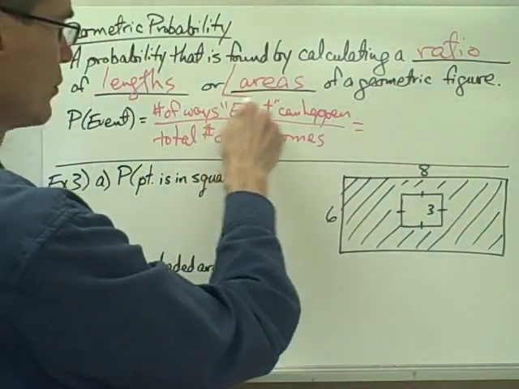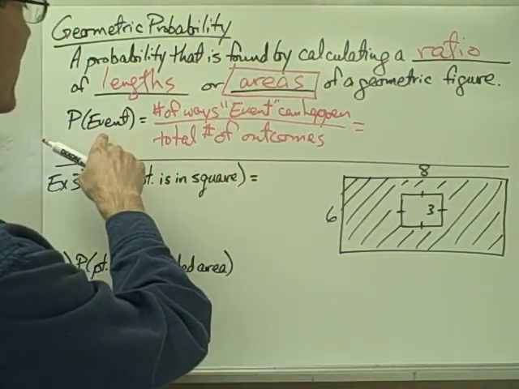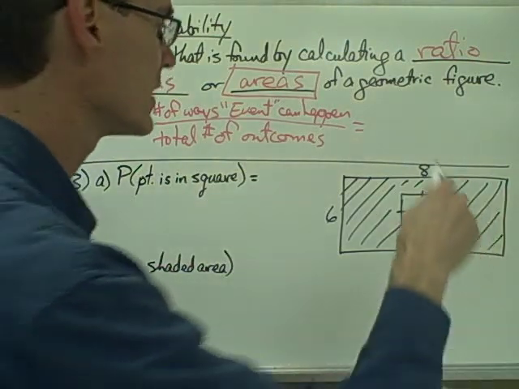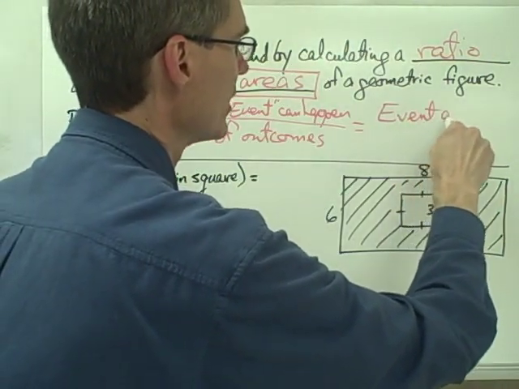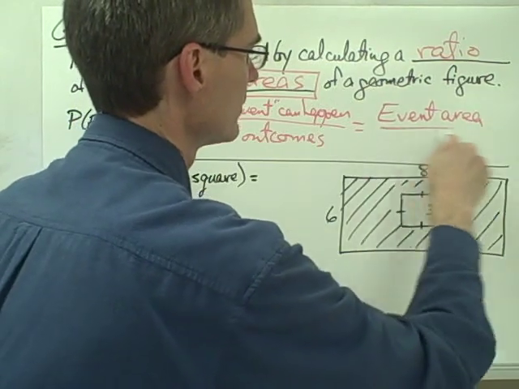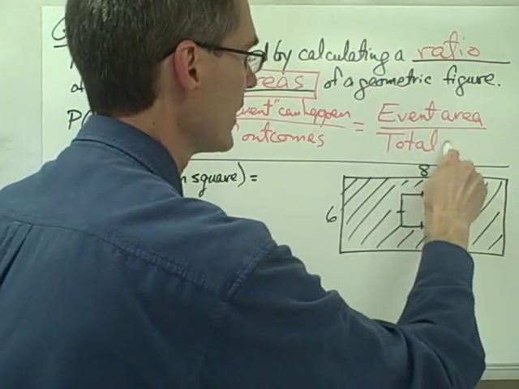Well, for a geometric probability, the number of ways the event can happen is going to be an area. Actually, the area ones are the ones that we're going to focus on. So we're talking about areas. The probability that a particular event can happen is going to end up being what we're going to call the event area divided by the total area.